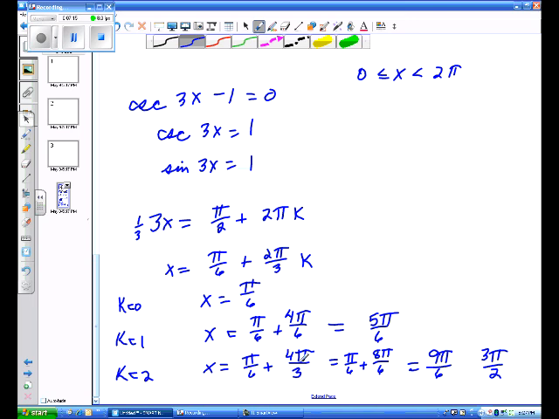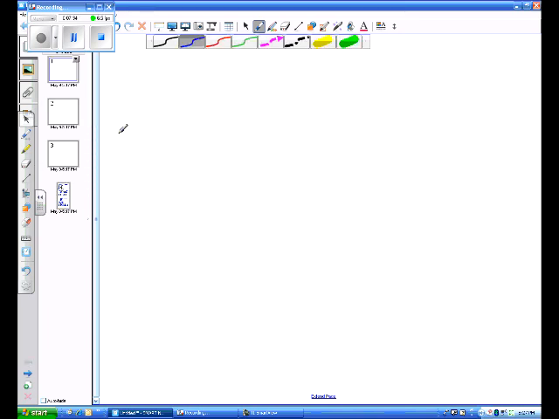And if you notice, each time you're just adding another 2/3 pi. So we had a 4/6 here. We could have added another 4/6, and that would have given us the 9/6. So this is the idea behind solving for multiple angles. And you can have some pretty big ones. Let's say we had the sine of 10 theta equaled square root of 3 over 2.